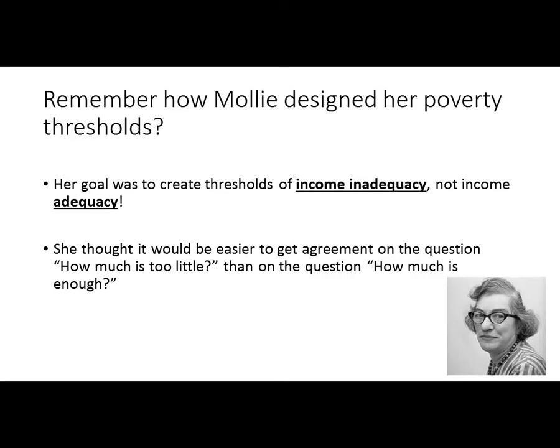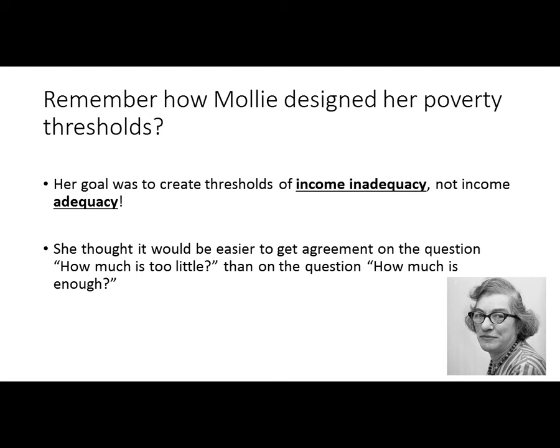The purpose of this video is to introduce the three main concepts for today, and that is assets, income adequacy, and economic security. But first, I want to ask you to remember how Molly, our good friend Molly Orshansky, designed her poverty thresholds originally. Remember that her goal was to create thresholds of income inadequacy, income that would be insufficient to provide economic well-being for American children.